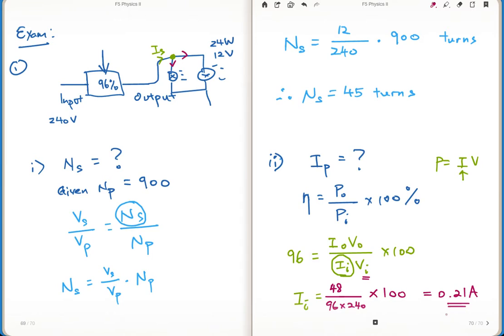Okay. The tricky part is why is it 48, right? Because it says only 24. But this is parallel. When current reaches a point in parallel, what happened? They split into two rods, 1 and 2, becoming I1 and I2. At a point, they split. So 24, and the total here should be 48 watt. I mean, the total power is 48 watt.